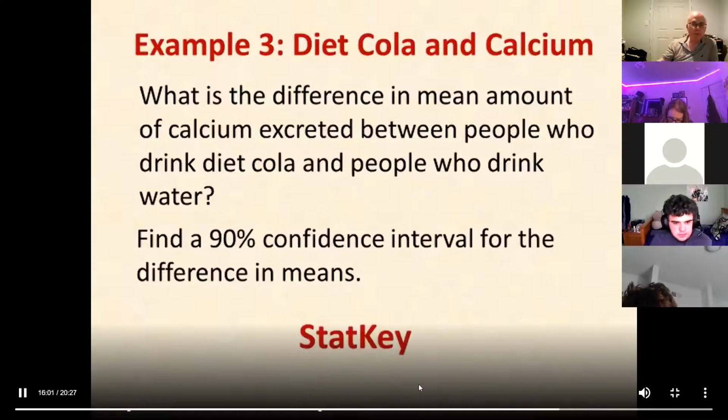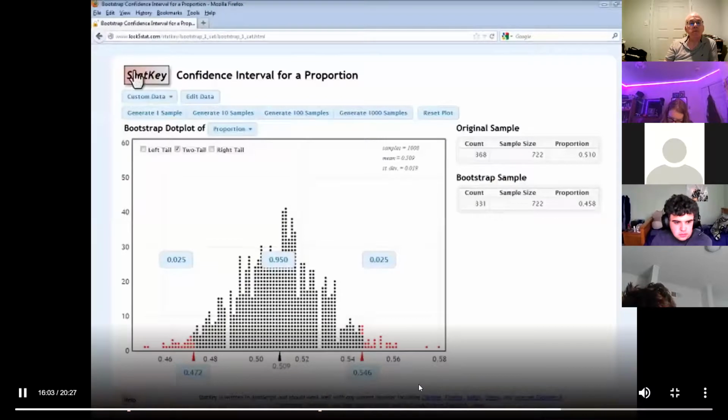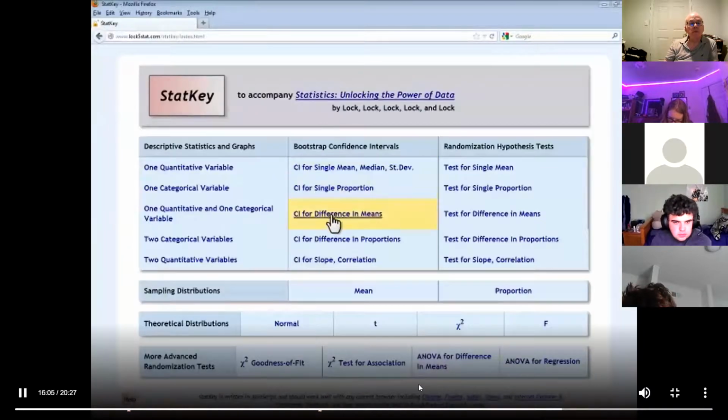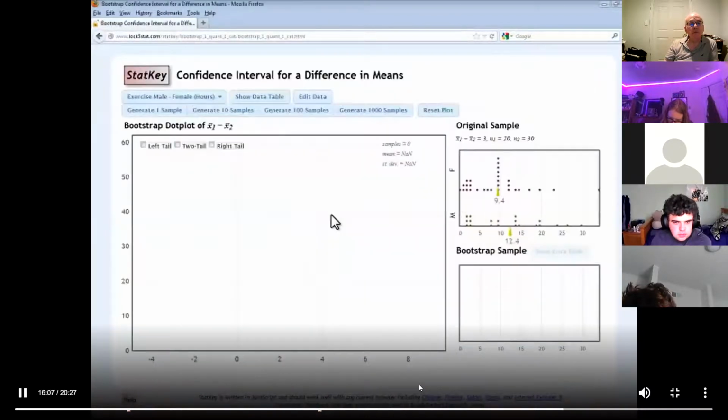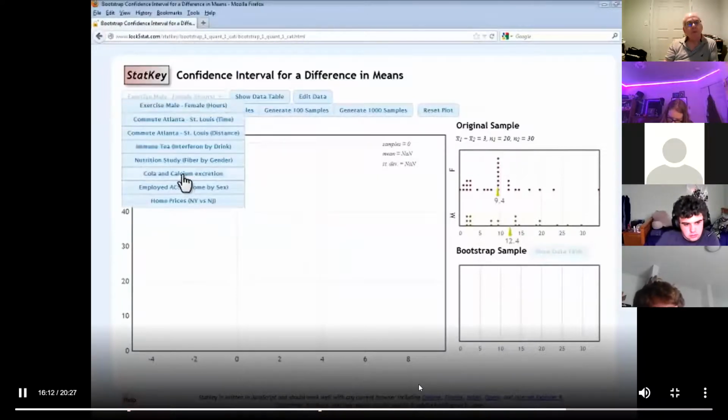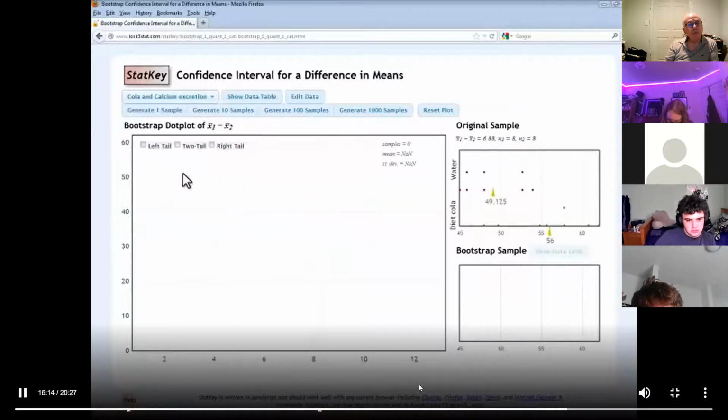So we go back over to StatKey and back to the main menu. Now we want to do a confidence interval for a difference in means. And so we get to here. The calcium in Diet Cola is one of the included data sets. So here is the dot plot. Here are the amounts of calcium excreted for the water drinkers. Here's the amount of calcium excreted for the Diet Cola drinkers. There's some overlap, although it looks like the Diet Cola drinkers leach more calcium, and that's the question, whether Diet Cola does leach calcium out of the system.